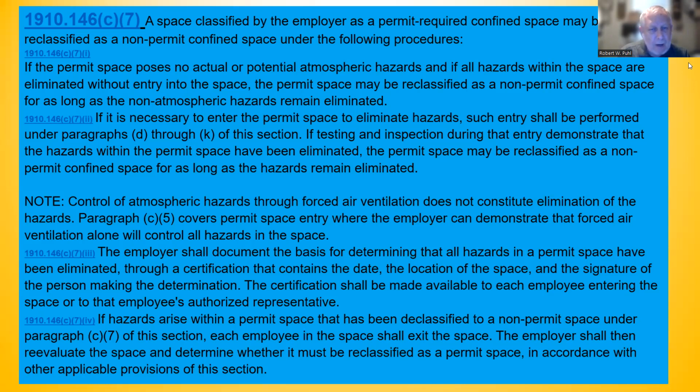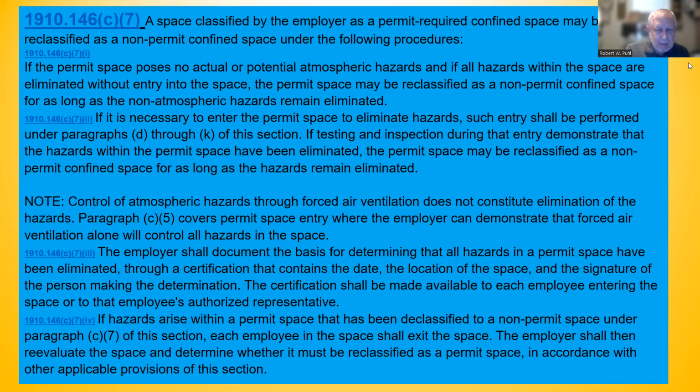If it is necessary to enter the permit space to eliminate hazards, such entry shall be performed under paragraphs D through K of this section. If testing and inspection during that entry demonstrate that the hazards within the permit space have been eliminated, the permit space may be reclassified as a non-permit confined space for as long as the hazards remain eliminated. Note, control of atmospheric hazards through forced air ventilation does not constitute elimination of the hazards. Paragraph C5 covers permit space entry where the employer can demonstrate that forced air ventilation alone will control all hazards in the space.